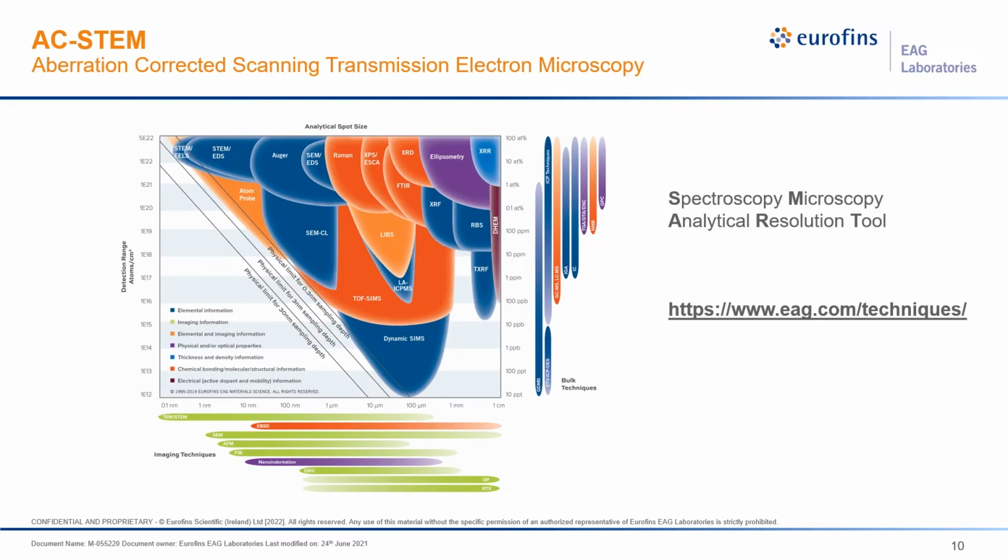So on the right here of the slide, you can see the EAG spectroscopy microscopy analytical resolution tool. So this is a nice chart that shows the wide variety of techniques available for analysis of materials, and it presents it in such a way that you can understand essentially the detection limits of the technique along with the spatial resolutions that are achievable. And so any of the techniques that fall inside the chart here actually have both of those capabilities. And then we have two regions here. We have just pure imaging techniques below, and then bulk techniques on the right.